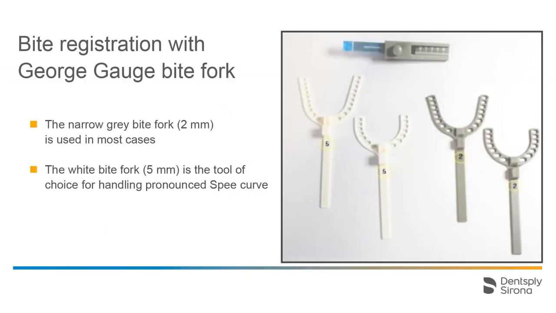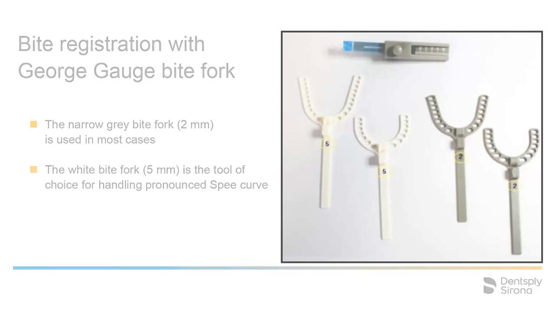As mentioned earlier, you will need a protrusive bite registration to perform the intraoral scan procedure correctly. In our case, we use the so-called George Gauge. There are different versions of the bite fork. In most cases, dentists rely on the narrow gray bite fork marked with 2. Additionally, there are white bite forks, which are a better choice for patients with a pronounced speed curve.